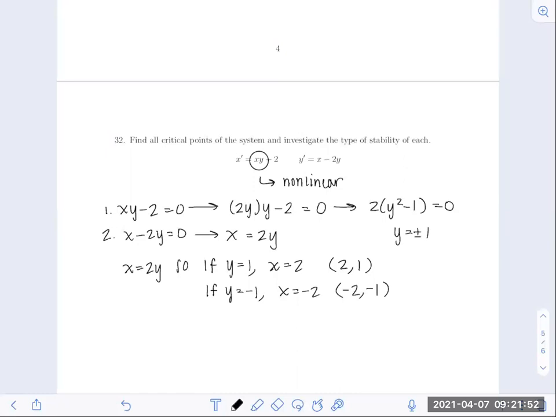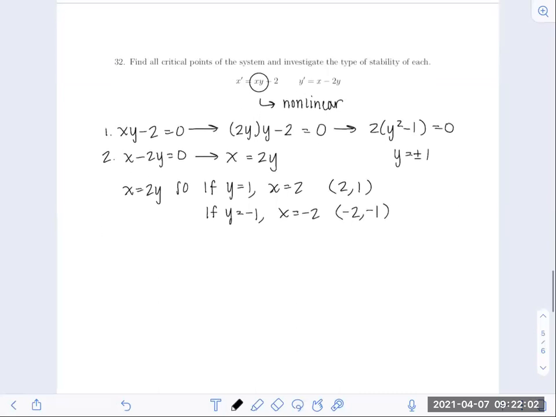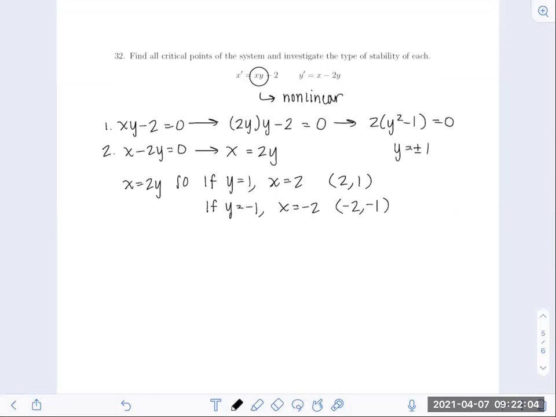We're not going to worry about translating. We're just going to take those critical points at face value, and we would like to classify. So what is the type, and also what is the stability of this critical point? To begin, let's compute the Jacobian.